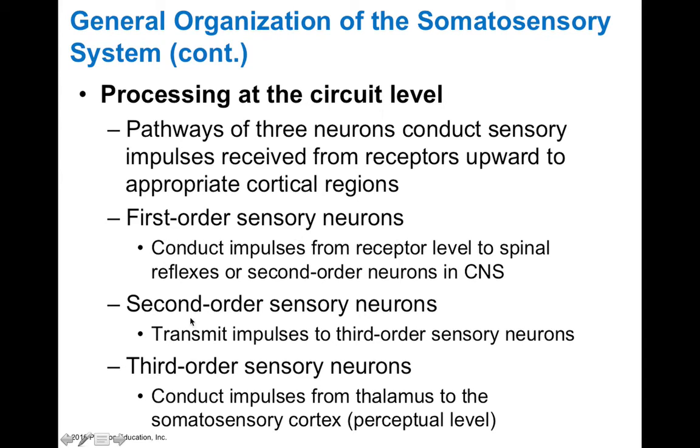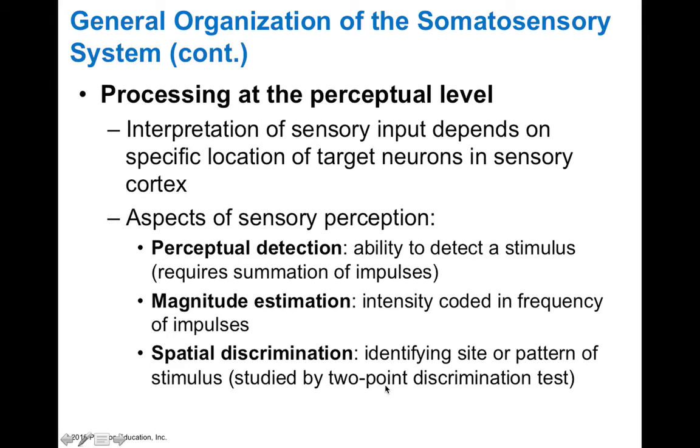Now these can communicate with second order sensory neurons, which transmit impulses to third. And so second order would be like the sensory neurons you find in the dorsal horn of your spinal cord, and these would actually send information to the third order sensory neurons, which conduct impulses from the thalamus to the somatosensory cortex. So third order would actually communicate information at the perceptual level.